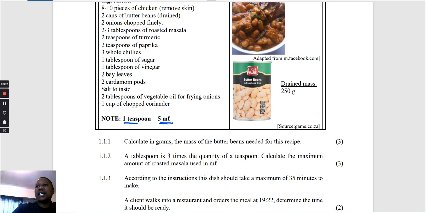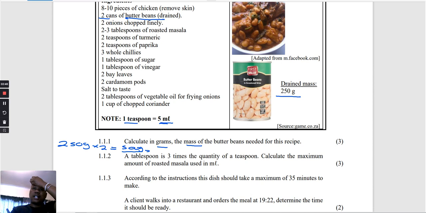So on the picture here, they are showing you that 1 tin of drained beans is how much? Is 250. But when you look at the ingredient above here for the butter beans, what is needed? They need 2 cans. So how much is the total mass that is needed? Because they say calculate in grams the mass of butter beans needed. So what are we going to do? We're going to say 250 grams multiplied by 2, because we need 2 cans of 250. So the mass of beans needed is 500 grams.